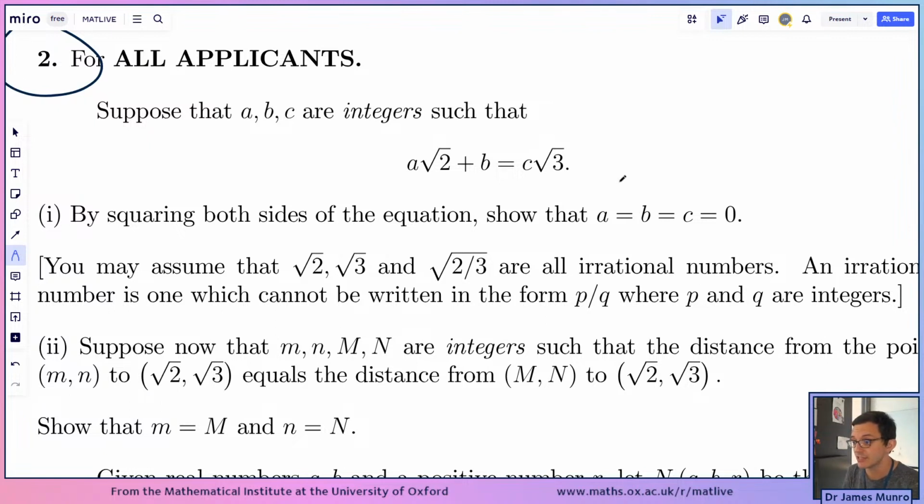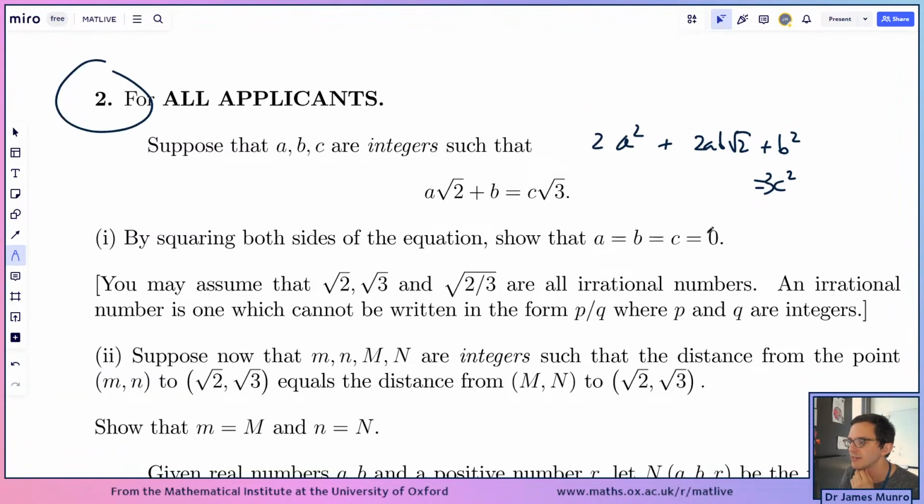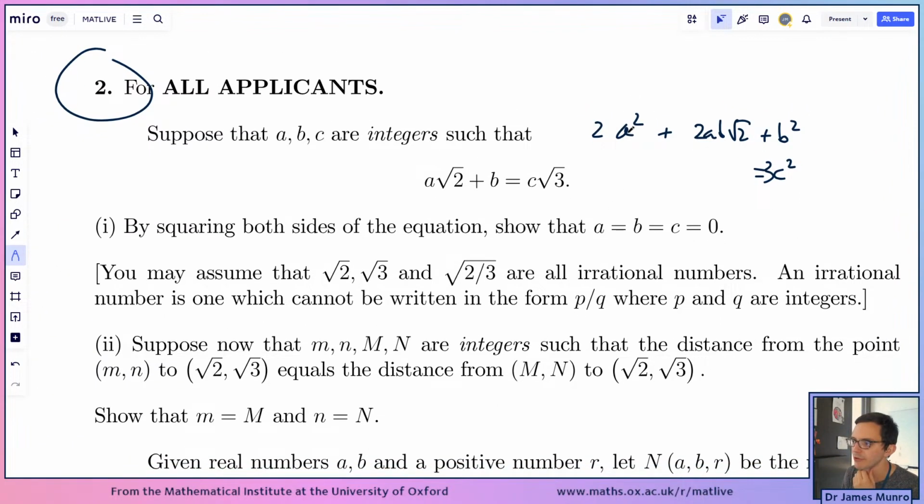Okay, squaring both sides of the equation, we're going to show that a equals b equals c equals 0. Oh my goodness, a, b, and c are integers. It's going to turn out to be 0 equals 0, and it tells us to square both sides. So if we do that, we get 2ab root 2. I've got to square it correctly, haven't I? 3c squared on the right. Oh, I see. Okay, so I've now got an expression for root 2.